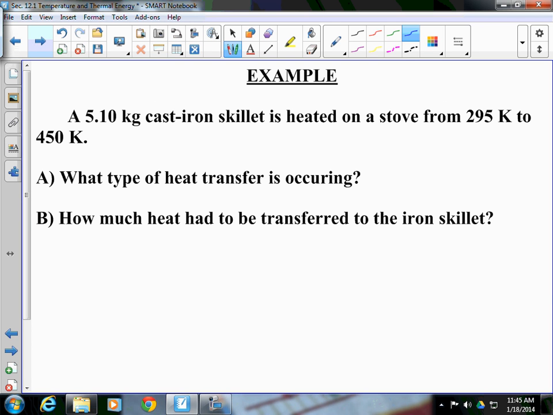So we look at an example. A 5.10 kilogram cast iron skillet is heated on a stove from 295 Kelvin to 450 Kelvin. A, what type of heat transfer is occurring? B, how much heat had to be transferred to the iron skillet? For A, we have three choices: conduction, convection, or radiation. I have an iron skillet on a stove, a solid transmitting to a solid. The correct answer will be conduction.